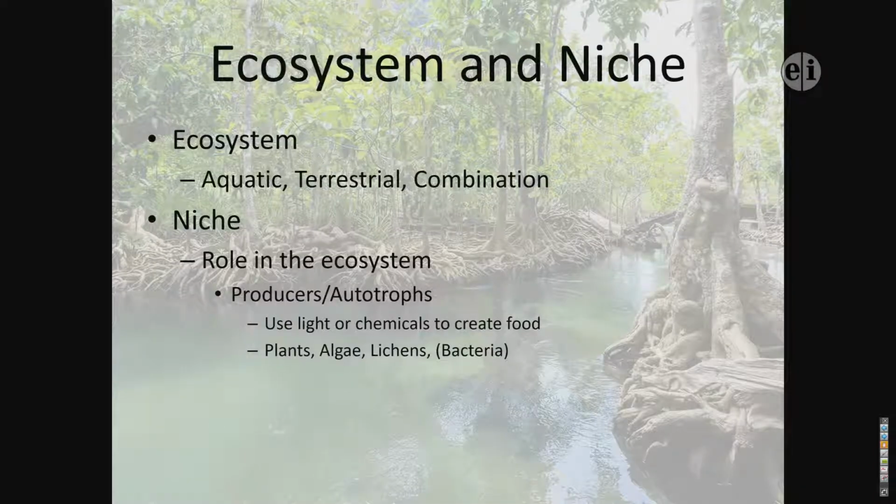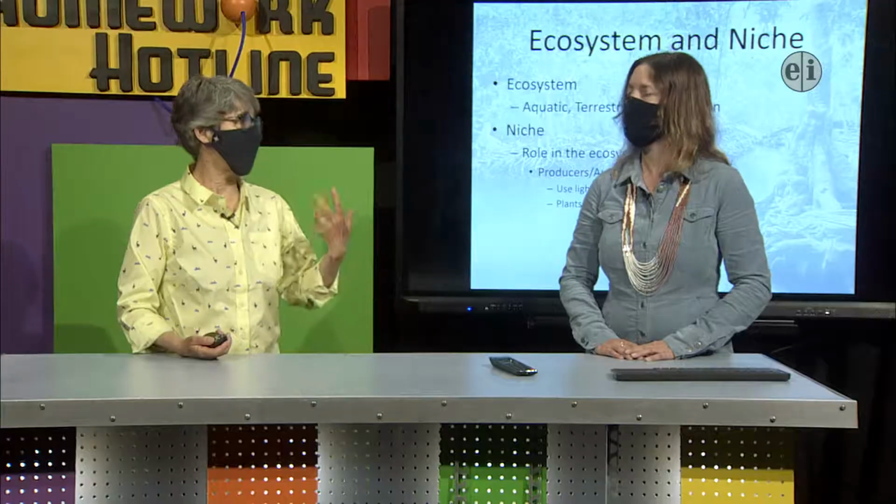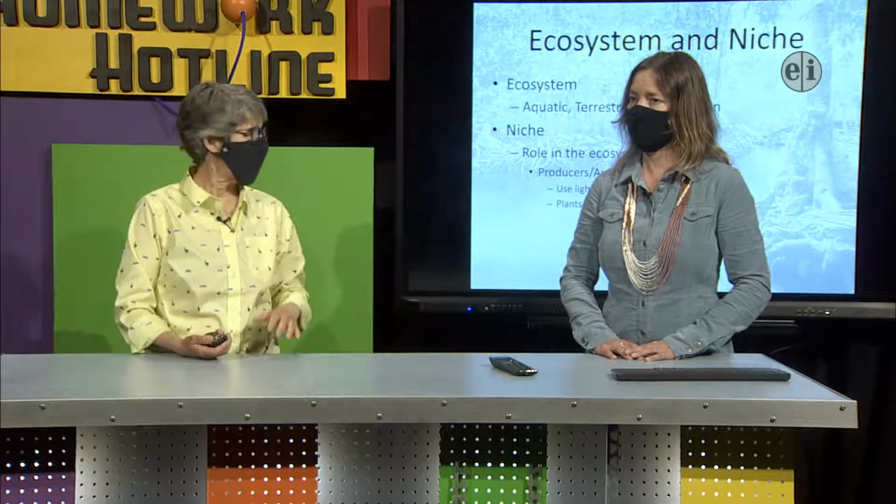So let's take a look. One of the examples is a producer, or an autotroph. A producer is an organism that photosynthesizes, either photosynthesis or chemosynthesis. They either use chemicals or they use light to basically make food that we eat. So when we eat plants, we're eating the food that was made by, in most cases, a photosynthesizer. So plants, algae, lichen, which is a weird organism because it has fungus and algae, so it kind of has 2 things going on. And then bacteria, which we're not going to look at today.